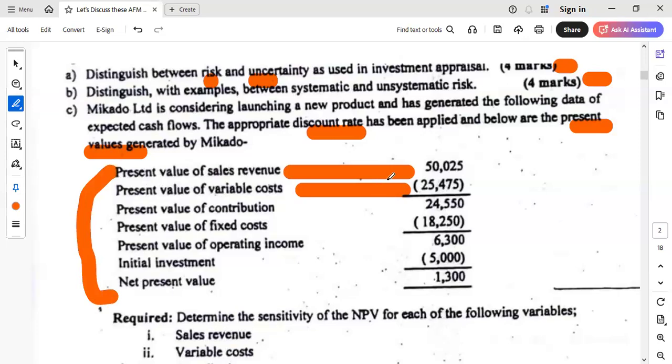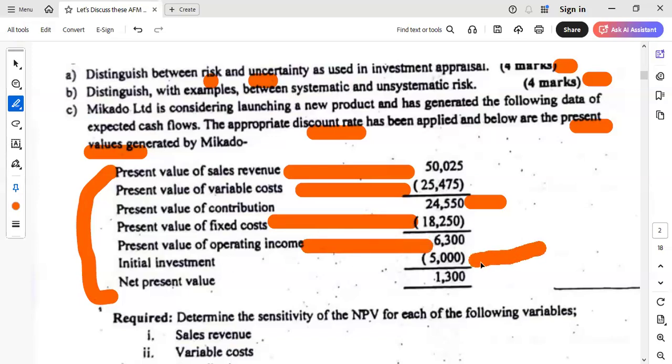You have the present value of sales revenue, you have the present value of variable costs, and then you have the contribution by getting sales revenue minus variable costs. Then you have the fixed costs. When you get the contribution minus the fixed costs, you're getting the operating income.